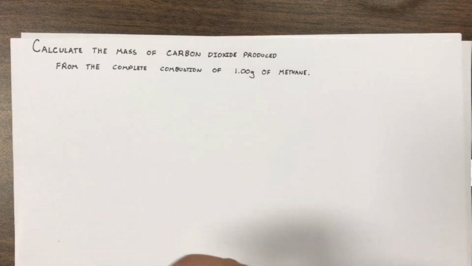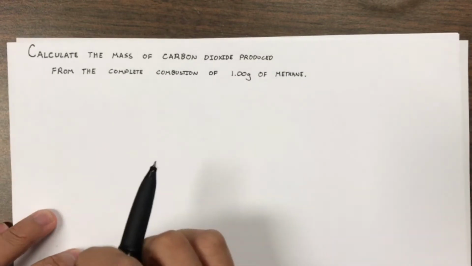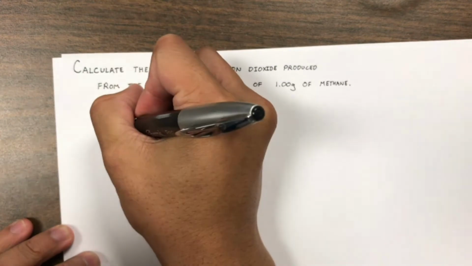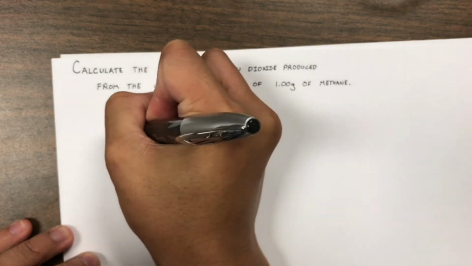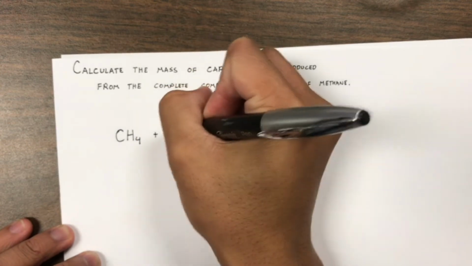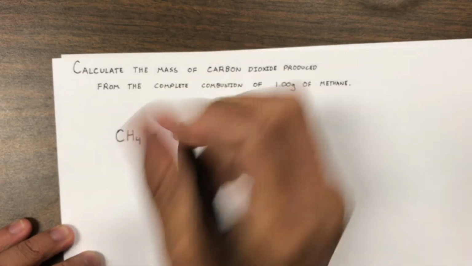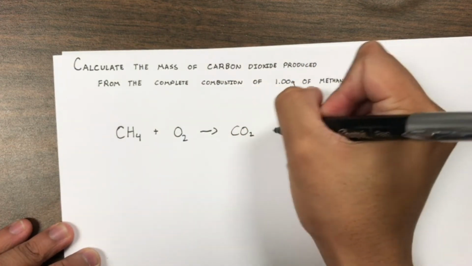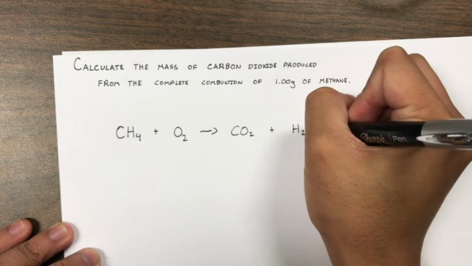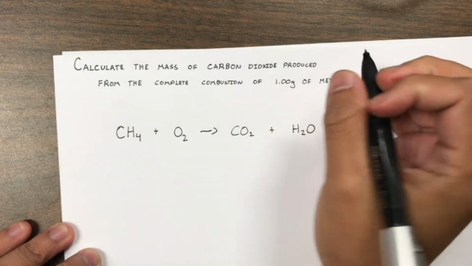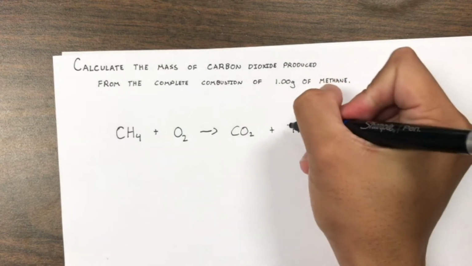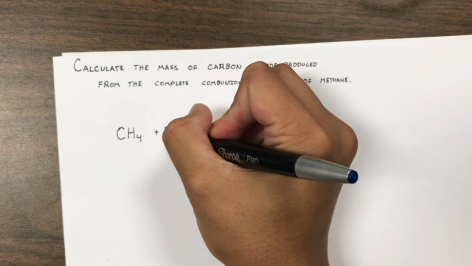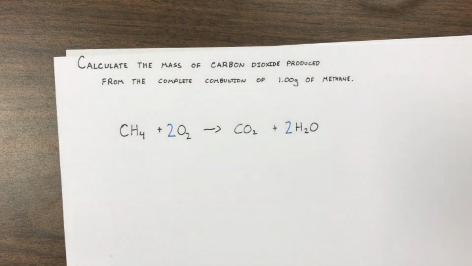Calculate the mass of carbon dioxide produced from the complete combustion of 1 gram of methane. This is a combustion reaction with methane. The formula for methane is CH4. In a combustion reaction, we have a hydrocarbon mixing with oxygen, and this will always make carbon dioxide and water. We have to have a balanced chemical equation, so let's put a 2 here. That's 1, 2, 3, 4, so we'll put a 2 here, and that should be balanced.